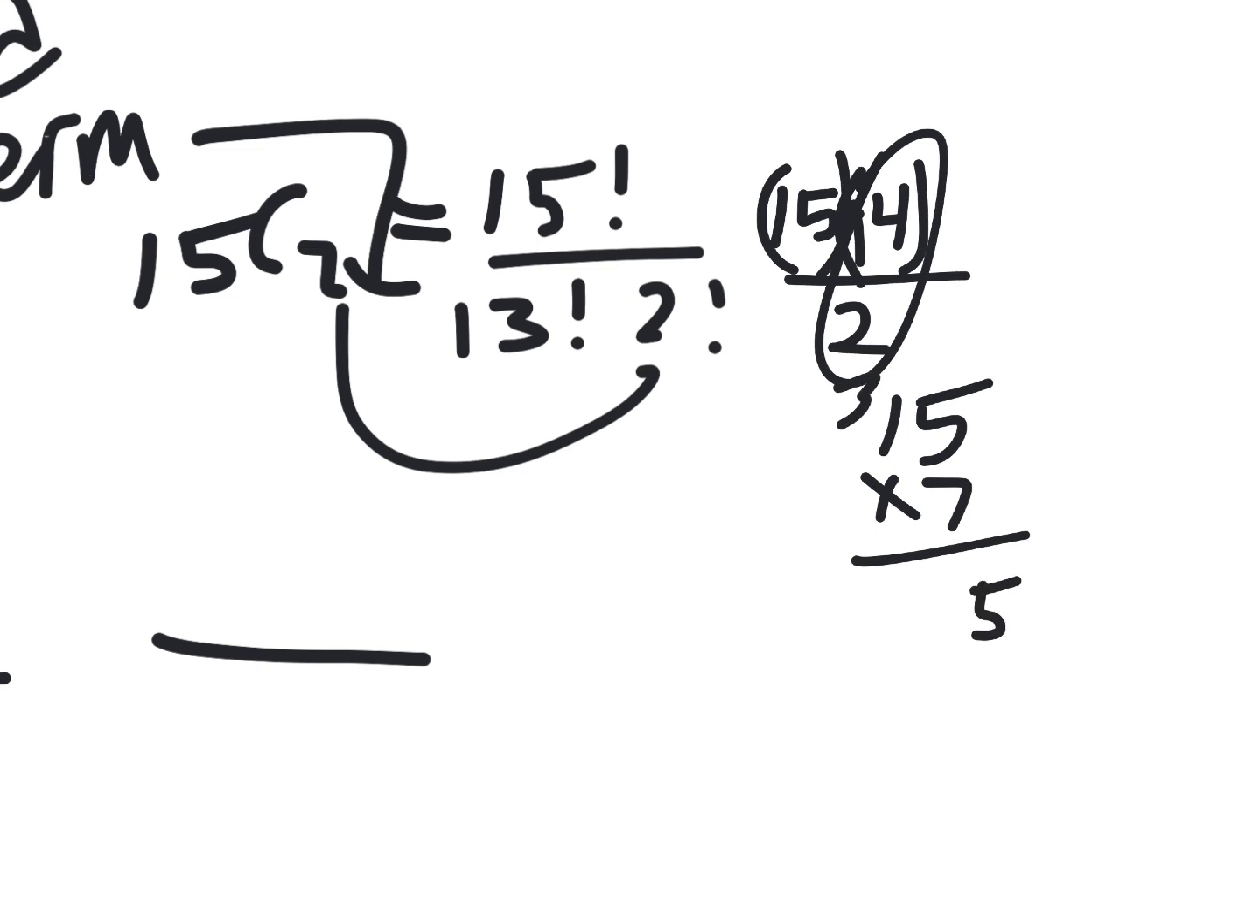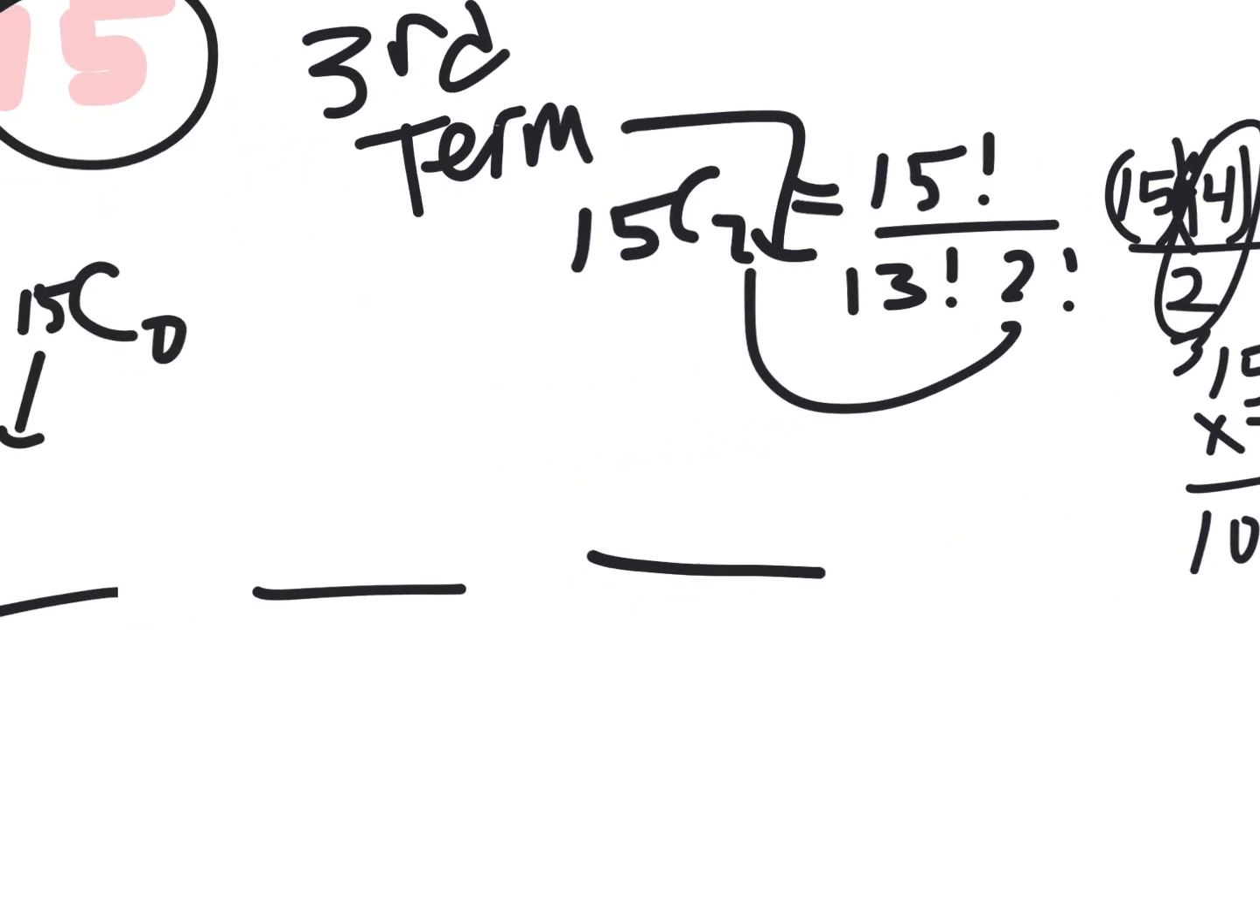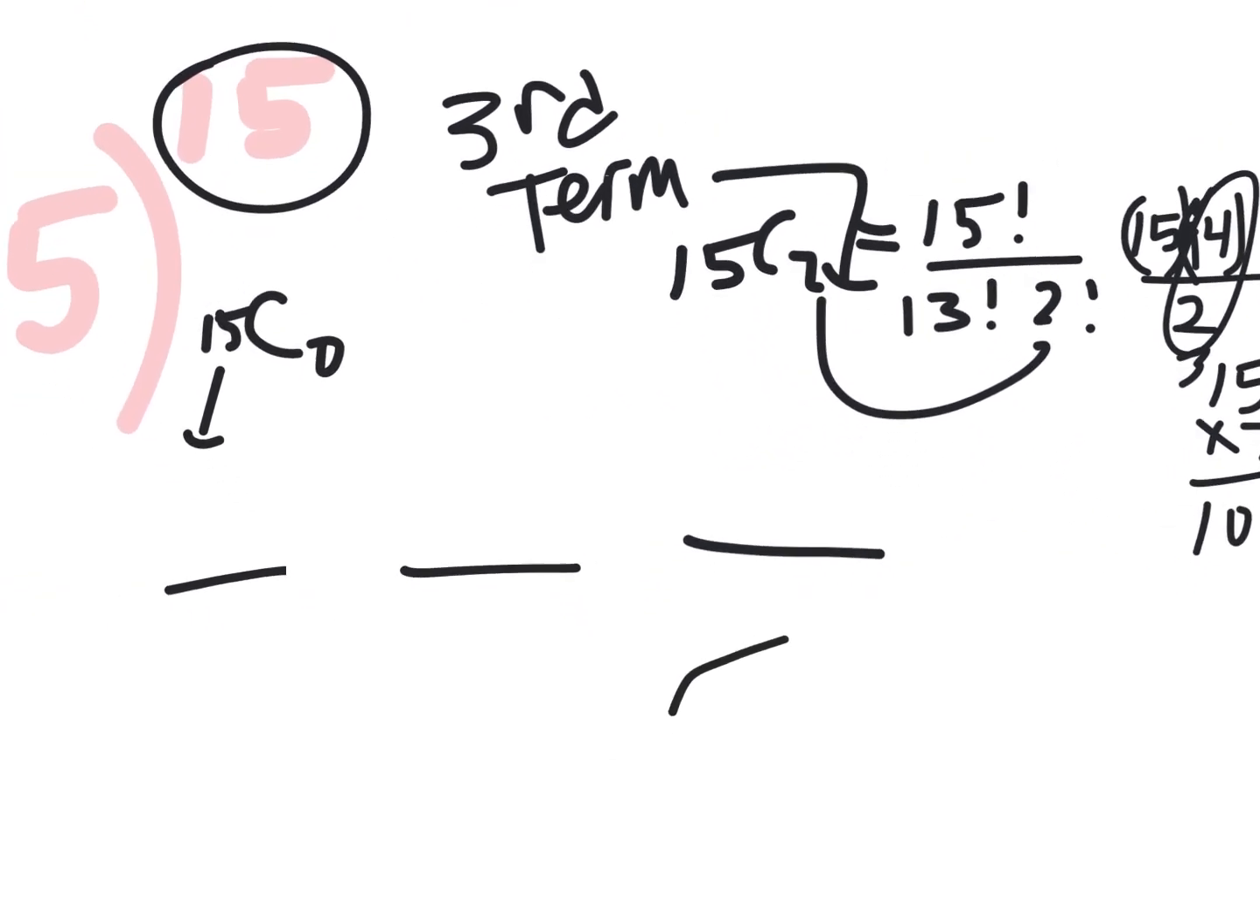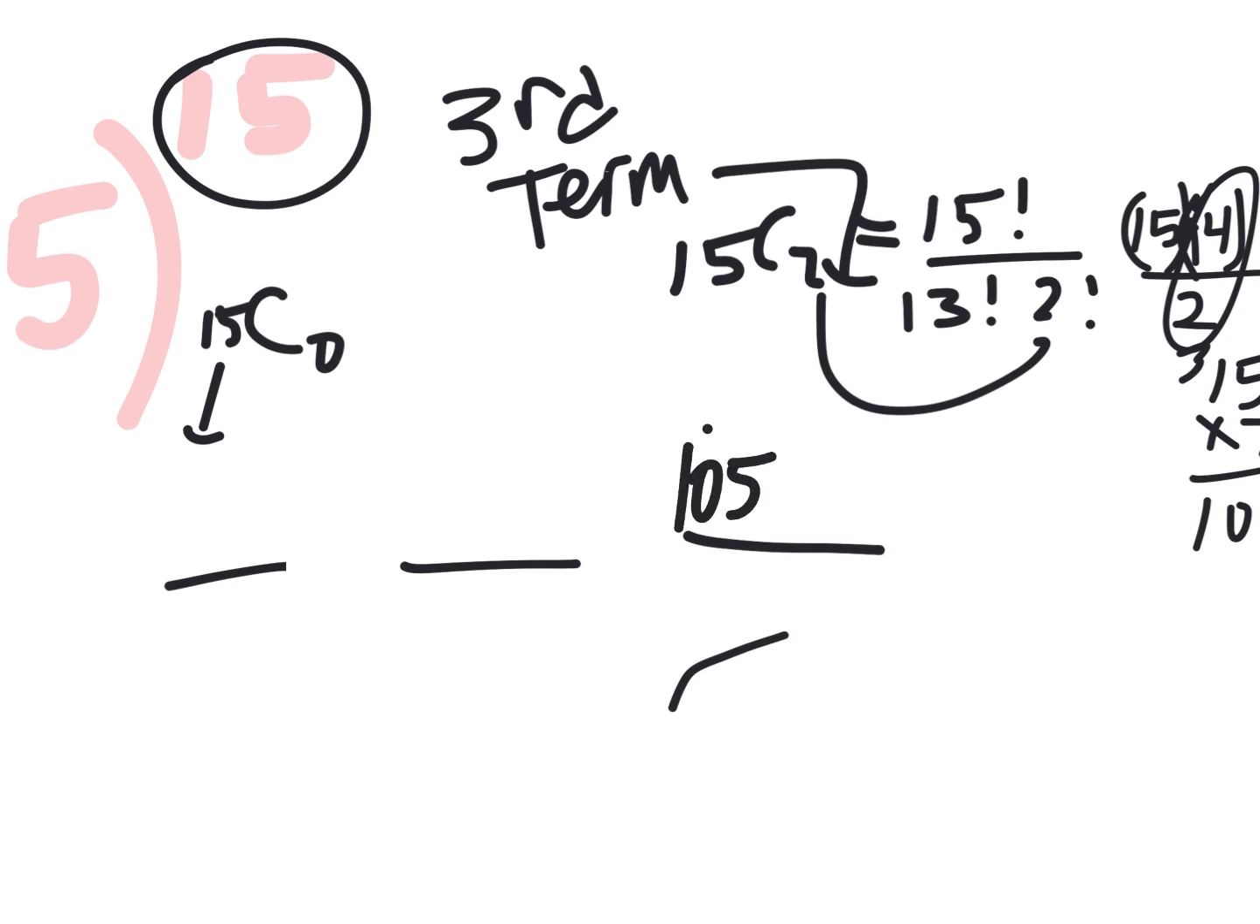Did you get 245? Uh-oh. 7 times 5 is 35. 7 times 1 is 7, 8, 9, 10. Uh-oh. I did it wrong. Sorry. Trying to go fast. 105. How about that? Okay. So 105 was that key, what I call Pascal's numbers.